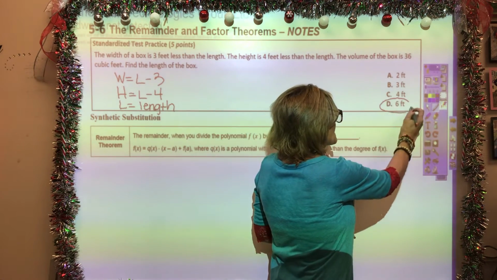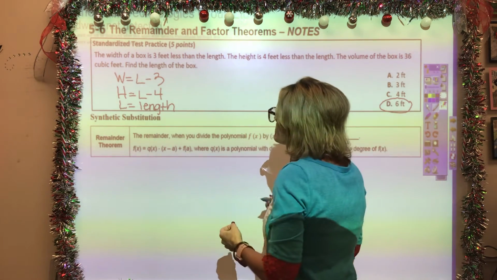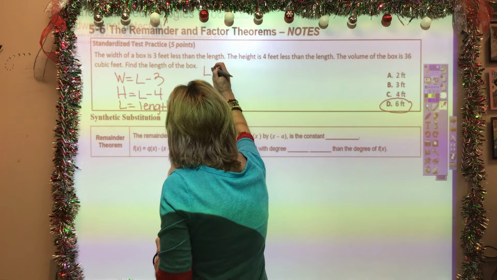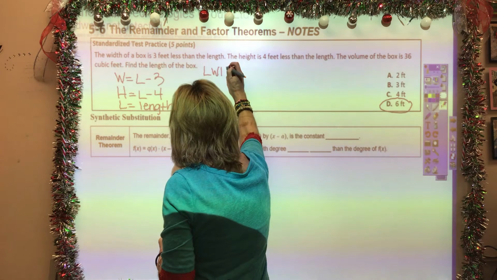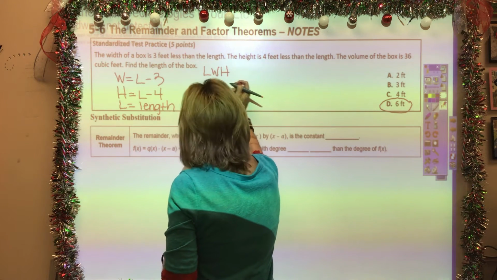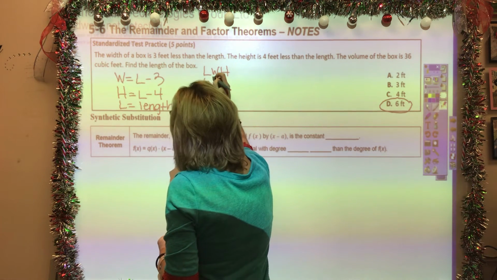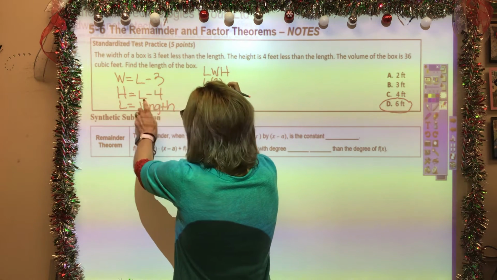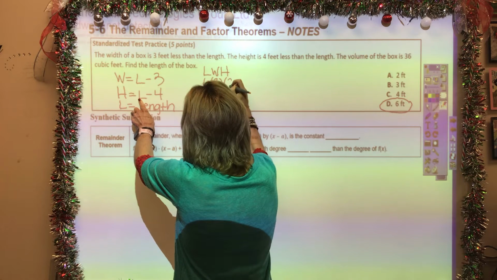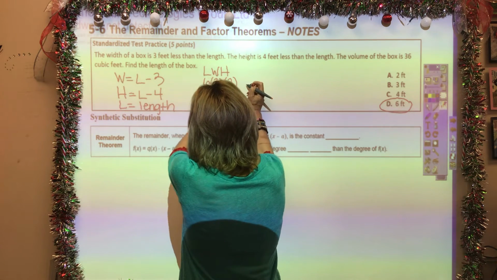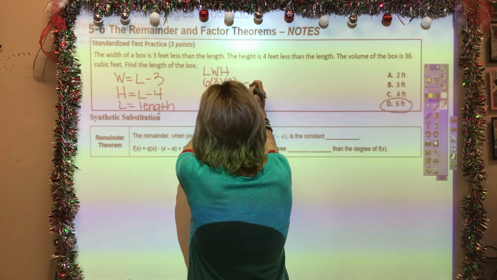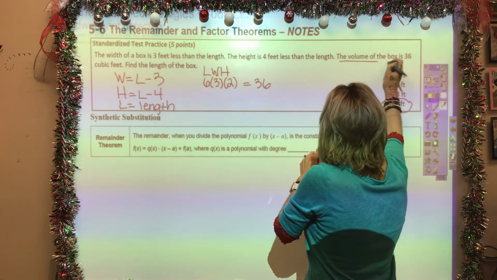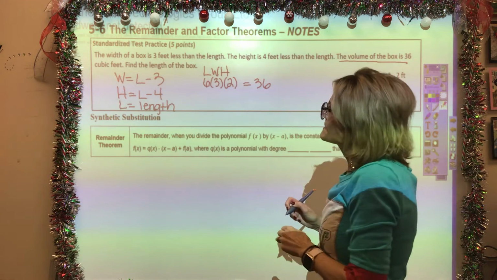And just to prove that, let's check it. So volume is the length times the width times the height. So if we say that the length is 6, that would mean our width would be 3 and our height would be 2, and that is equal to 36. Which is what it says the volume of the box is equal to.